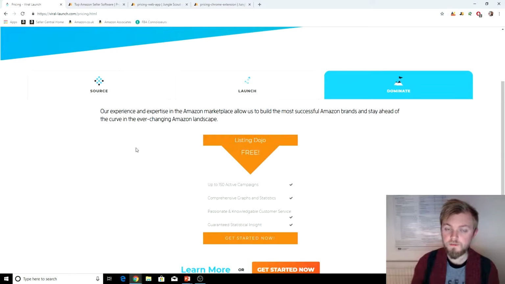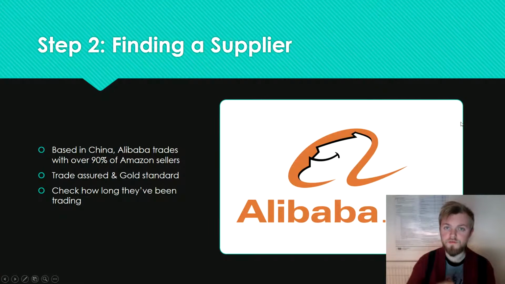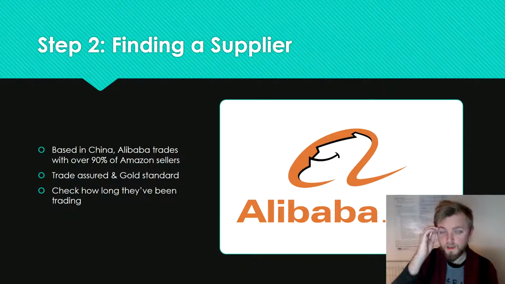So that's step number 1, finding a software that you are comfortable using and then finding a product through that software. So step number 2 is finding a supplier. To find your supplier, you're going to want to head over to Alibaba.com. They're a Chinese-based company, obviously based in China, and they trade to over 90% of FBA sellers.